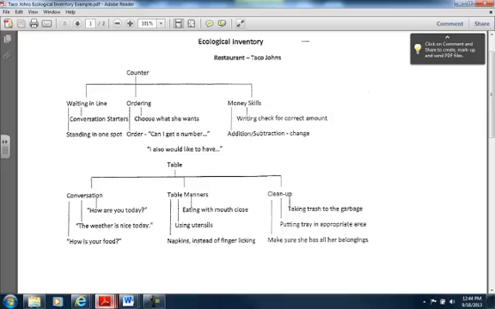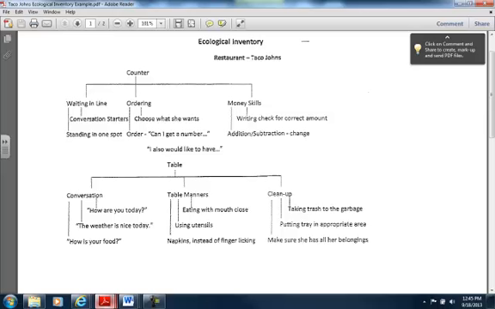So when we go to the counter of the Taco John's restaurant, we see different things that are happening. We have the skill of waiting in line, the skill of ordering, and the skill of needing to know money and how to manage it in order to pay for the order. What are some language? We should have some conversation starters, and we should be able to stand in one spot as we're waiting in line.